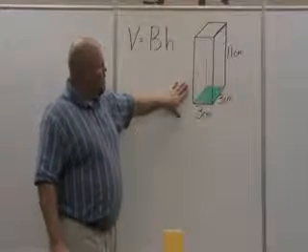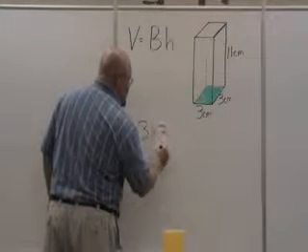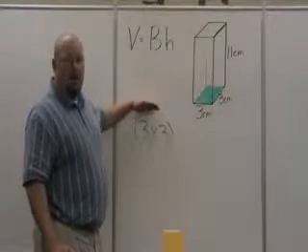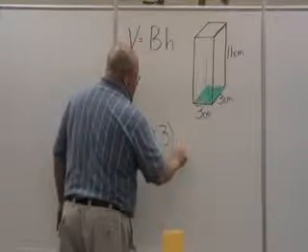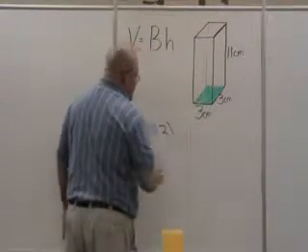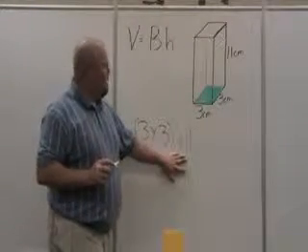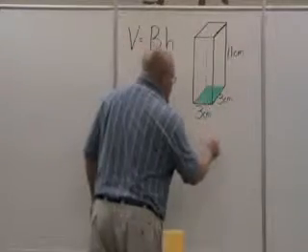So in this particular example, we are going to take 3 times 3, and I'm going to put this in parentheses because this represents the area of the base. Then we're going to multiply that by the height of the prism, which is 11. So we have 3 times 3, that'll give us the area of the base, times the height, which is 11. 3 times 3 is 9. 9 times 11 is 99.